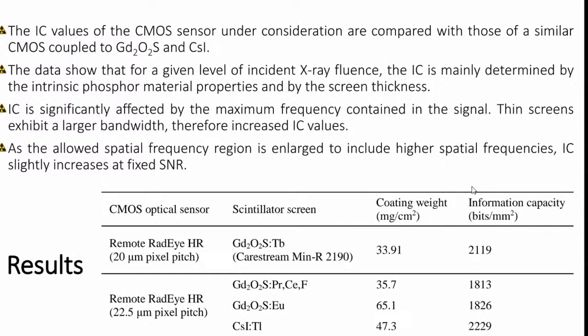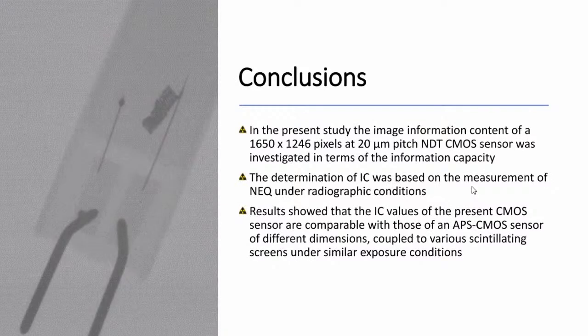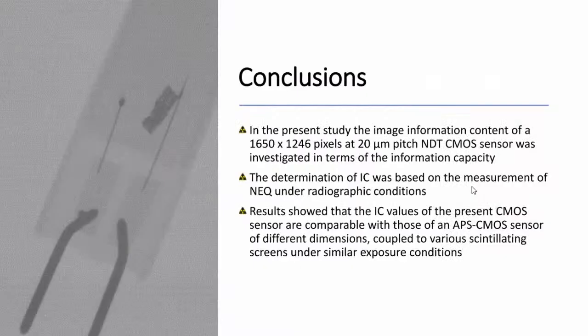We move to the conclusions. The practical value of the information capacity is that it evaluates image information quantity by a single numerical value. Our results show that the information capacity values of the detector are comparable to those of previously studied ones of different dimensions, coupled to various scintillators. That's for me. Thank you very much.